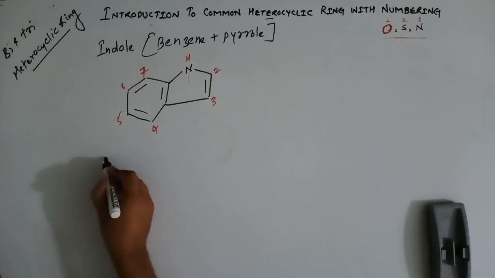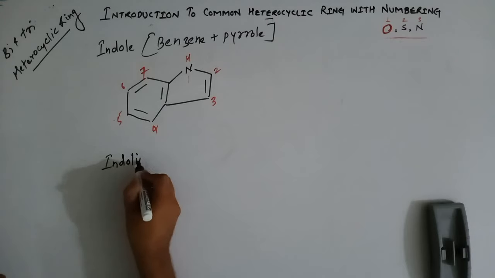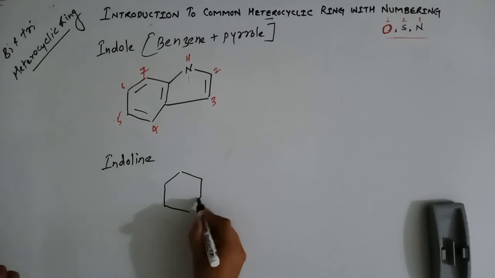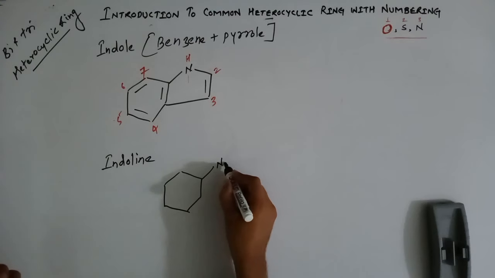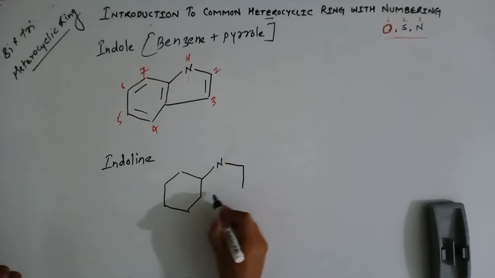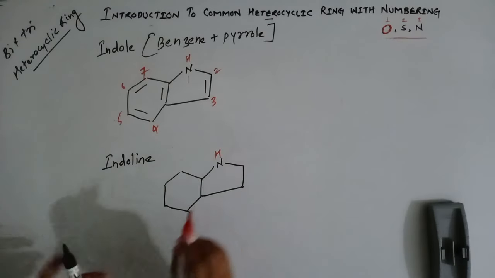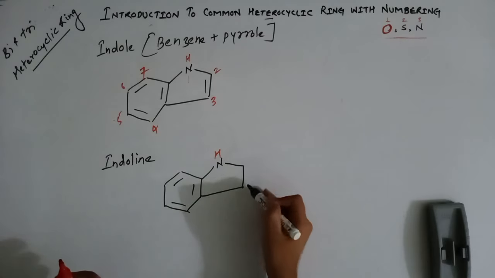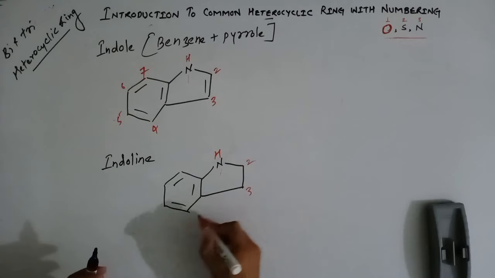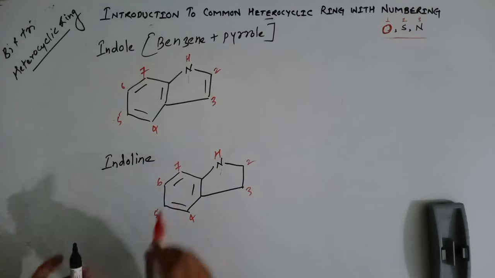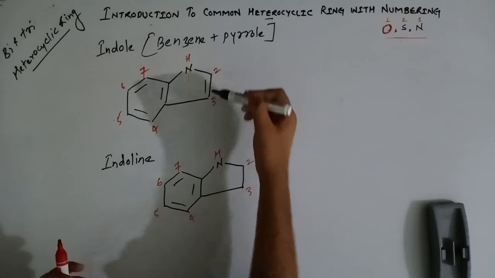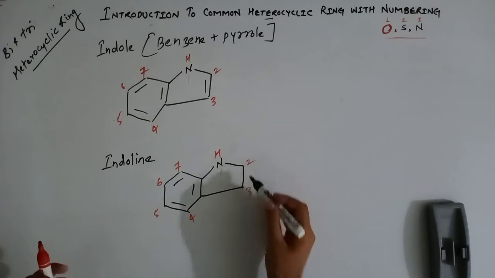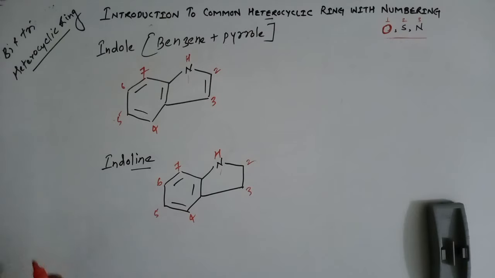Now the next structure is indoline. In indoline, the double bond between position 2 and 3 (1, 2, 3, 4, 5, 6 and 7) gets saturated, so there is no double bond between 2 and 3. So this structure is known by the name indoline.